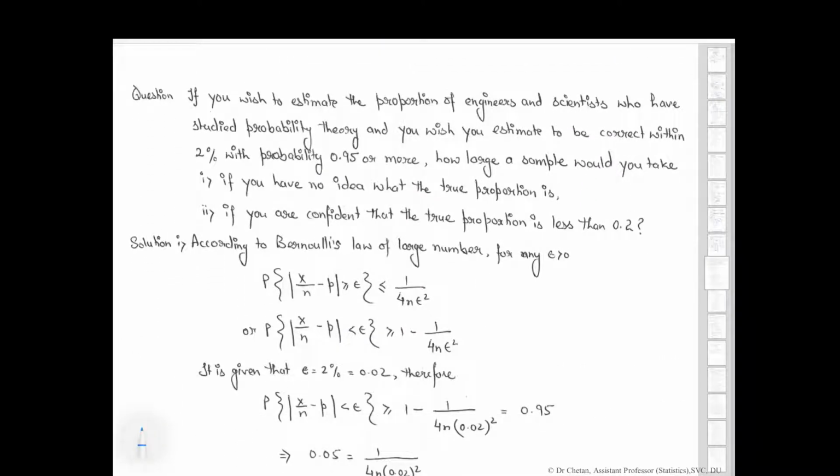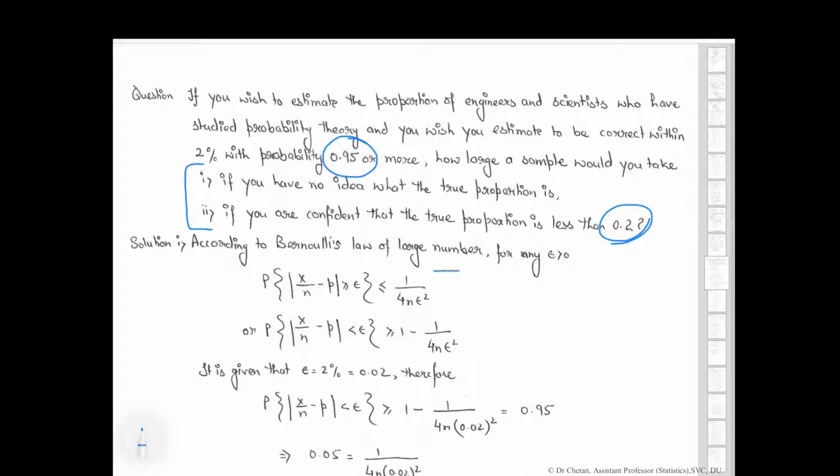Consider another example. If you wish to estimate the proportion of engineers and scientists who have studied probability theory, and you wish the estimate to be correct within 2% with probability 0.95 or more, how large a sample would you take? In two different cases. Case 1, you have no idea what the true proportion is. Case 2, you are confident that the true proportion is less than 0.2. For the first case, we will use Bernoulli's law of large numbers.